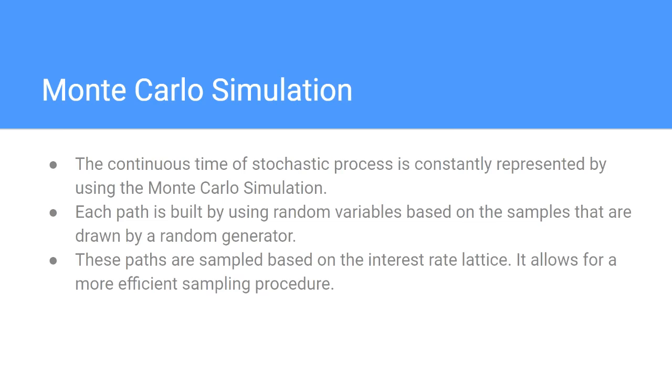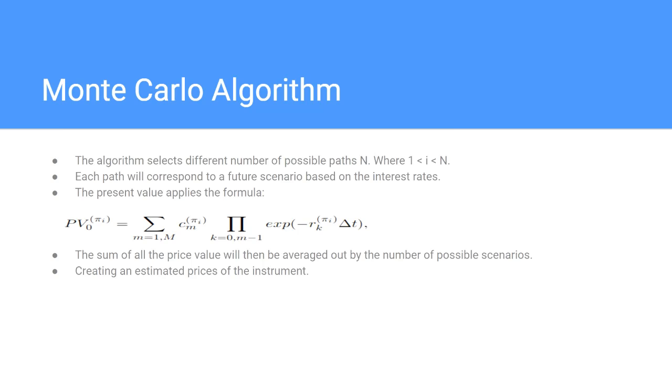And then you get your final answer towards the end, at the final node, based on the time that you're trying to reach. So now we'll talk about the Monte Carlo algorithm. You select a number of possible paths, n. As we talked about, it's all the paths where 1 is less than i and i is less than n, where i is a specified path between the nodes. Each path will correspond to a future scenario based on the interest rates.